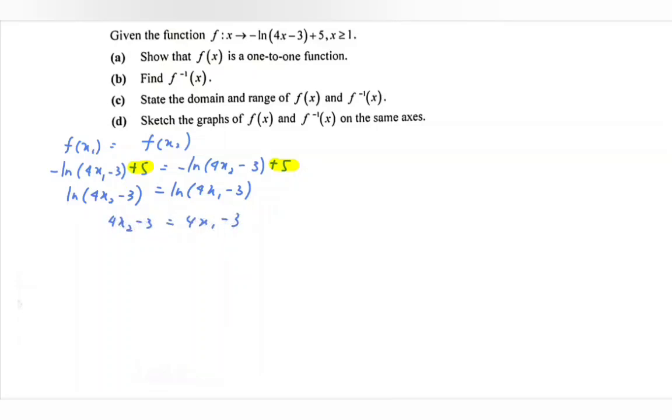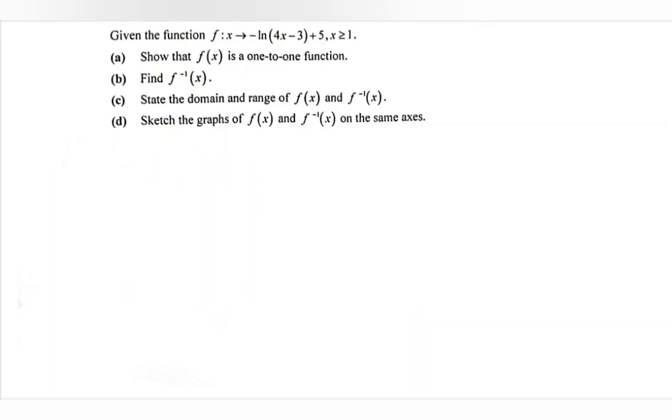We may rearrange and then simplify. So we have 4x₁ equals 4x₂. So x₁ equals x₂. Shows that f(x) is a one-to-one function. Reason, because we have x₁ equals x₂.